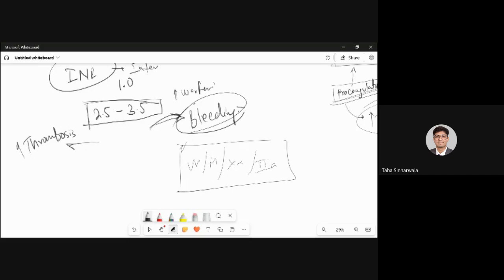So any questions in general that you guys might have? Yeah, just a small clarification, Doc. Regarding the use of heparin in pregnancy, first trimester, third trimester, after 37 weeks, something like that. If you can highlight it. Thank you.